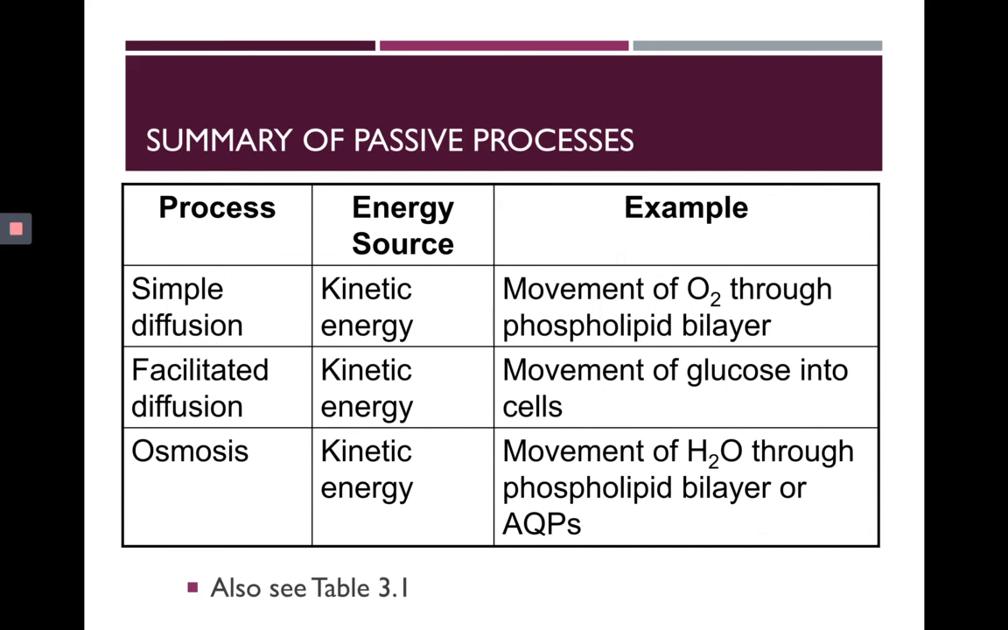Simple diffusion did not use proteins. Things were lipid soluble and just went through the membrane, or they were small and just went through the membrane. Facilitated diffusion used things like channels or carrier proteins to get things that are hydrophilic or large or charged through the membrane. And osmosis moved water through the membrane, and oftentimes channel proteins called aquaporins were used for lots of movement of water for osmosis.